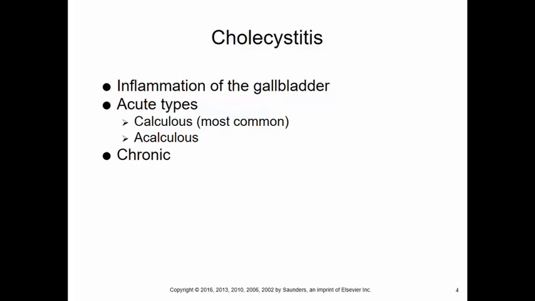Then we have acalculous cholecystitis, which is inflammation of the gallbladder without the gallstones. And that's usually associated with biliary stasis, which is caused by any kind of condition that affects filling or emptying of the gallbladder. So, for example, if we saw a decrease in blood flow or kinking or twisting of the gallbladder neck or the cystic duct, we might see acalculous cholecystitis.